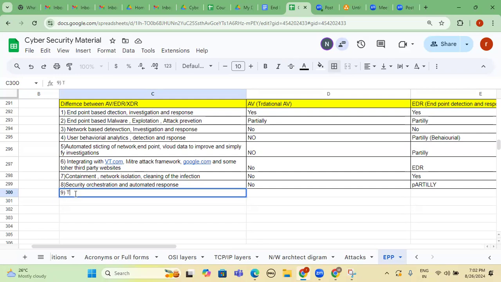So next one is threat hunting capability. It's hypothesis based or assumptions based or query based or manual based.